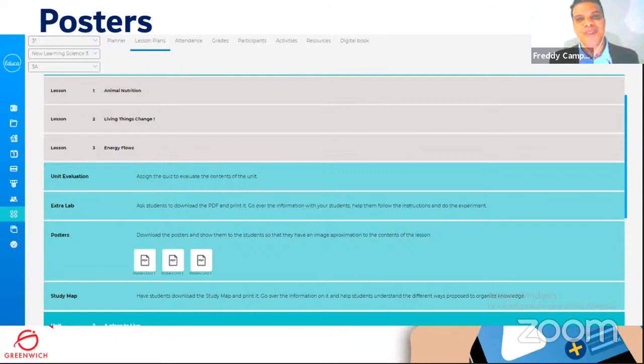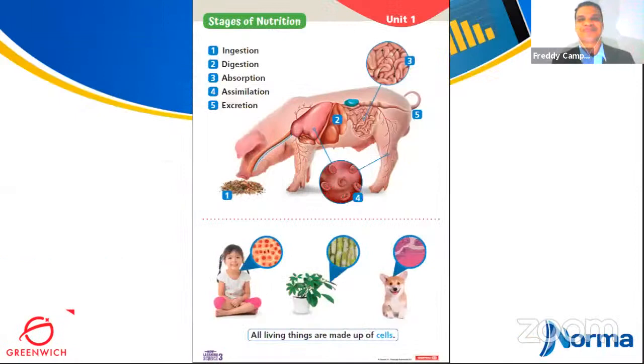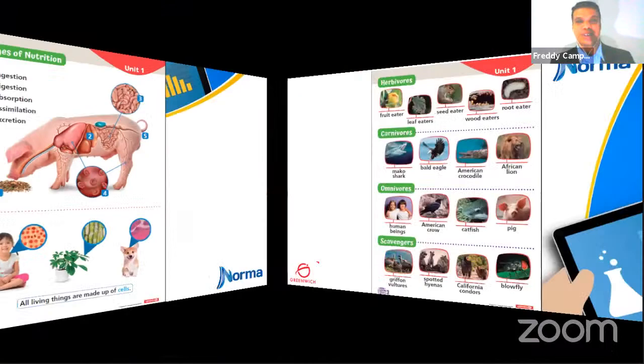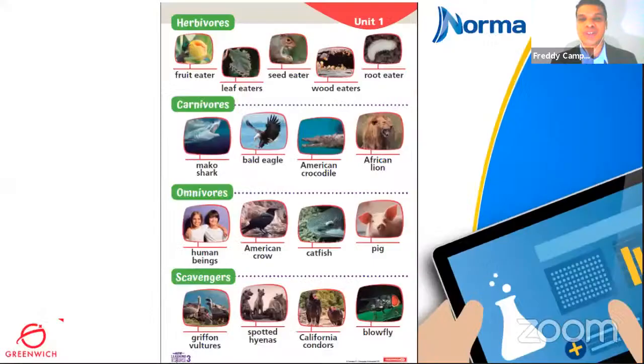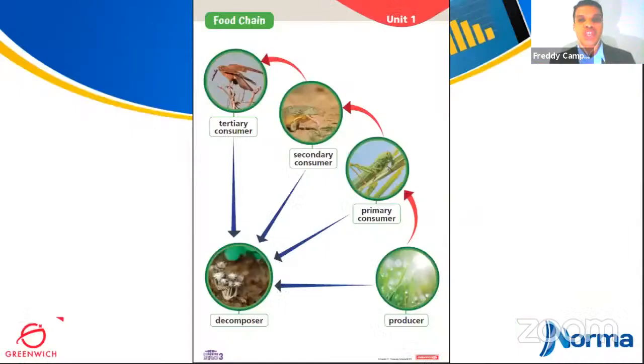Look at this. We have three options. One of the options is stages of nutrition. Look at this poster. It's completely vivid. I mean, you can see a lot of colors, and it's not using black and white. This is another poster that you can put on the walls of your classroom, or you can present them just as a complementary material, like flashcards. And another one, which is the food chain, all right?